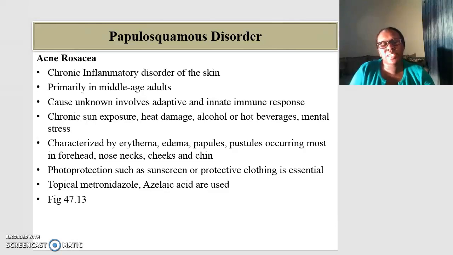When you go back to your textbook again, page, figure 47.13, you will see an example of acne rosacea.